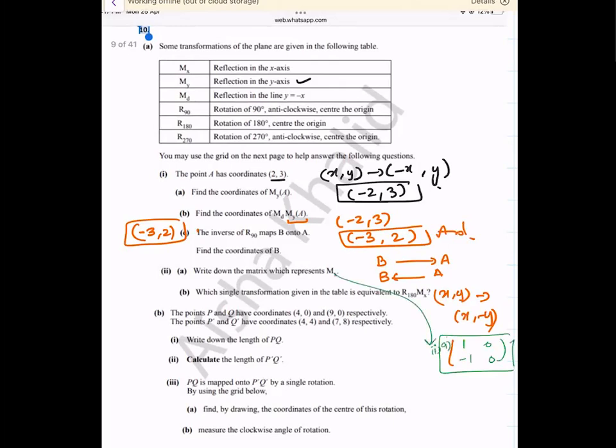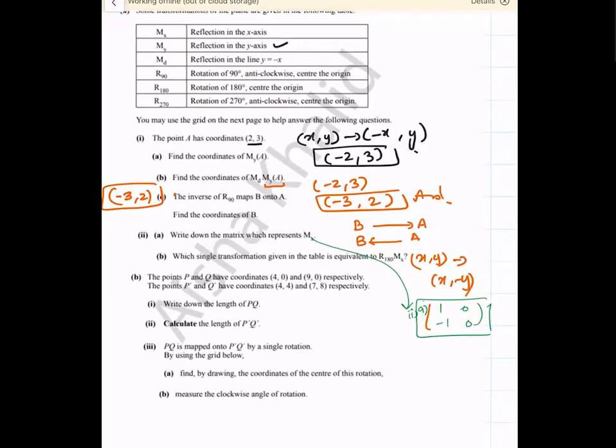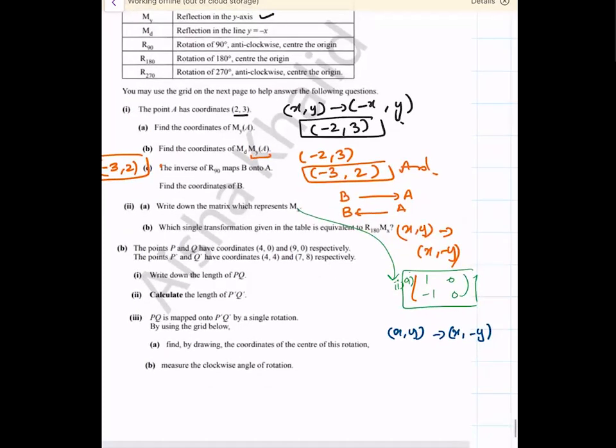Which single transformation is equivalent to MX and R180? So MX changes (x, y) to (x, minus y). Then R180 maps that to (minus x, y), which is clearly reflection in the y-axis. So you can say MY.